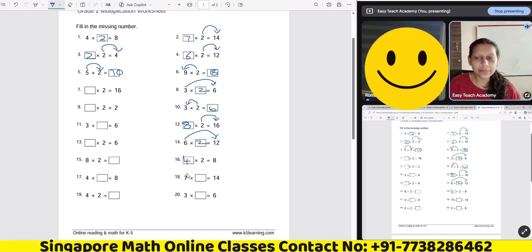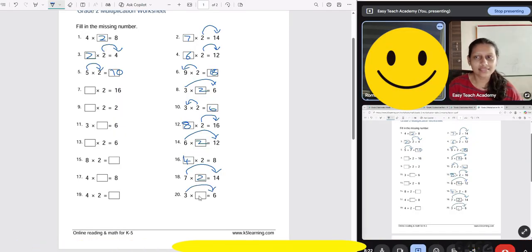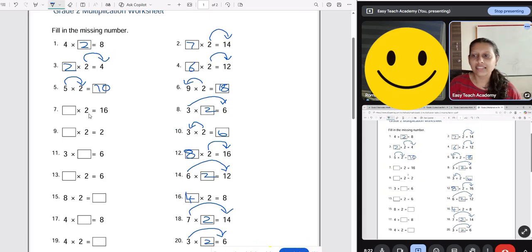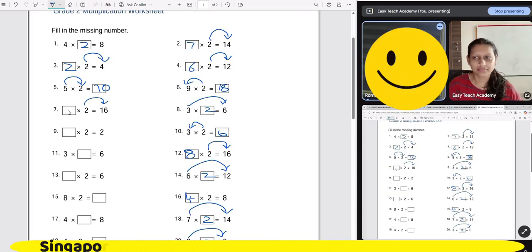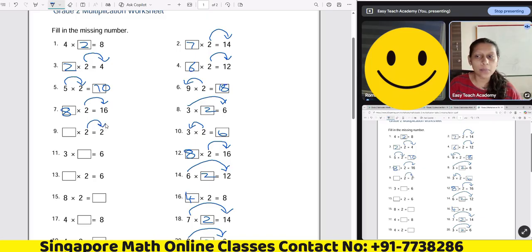Now, in the table of 7, how many times 14 goes? 2. Good. In the table of 3, how many times 6 goes? 2. Amazing. In the table of 2, how many times 16 goes? 8. 2 times 2 is how much? 2 times 1.